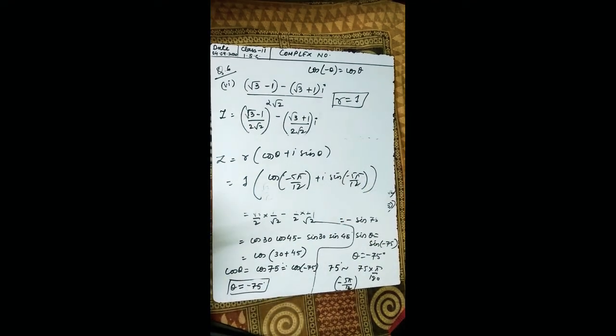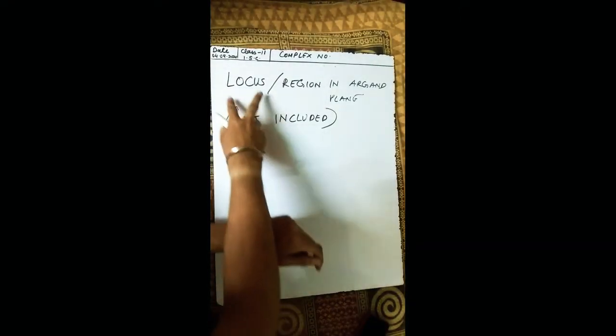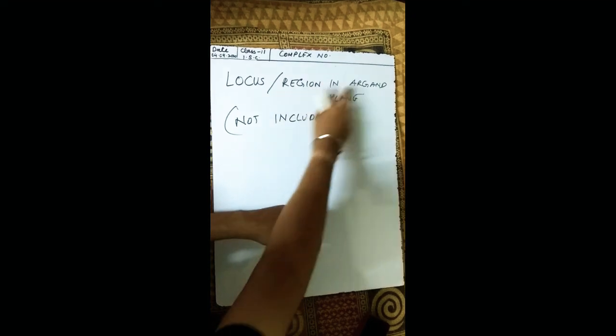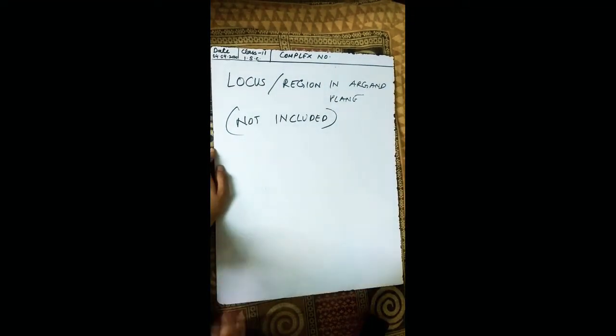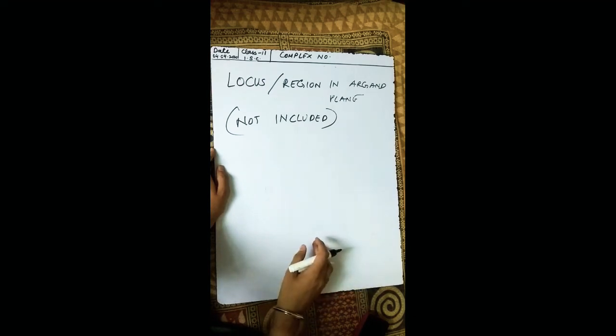That's it. Okay. So attention my dear students, the next topic, that is locus region in the Argand plane, is not included in the latest reduced syllabus. So congratulations. Okay, we'll head to the next topic.